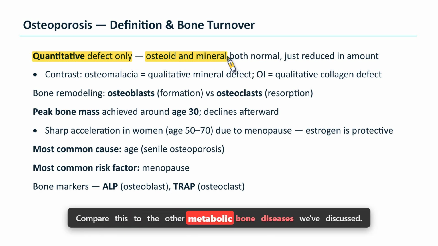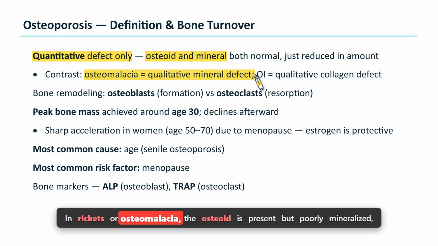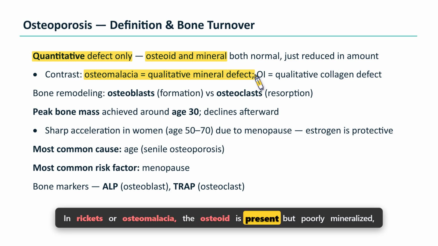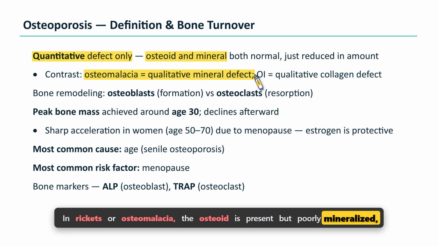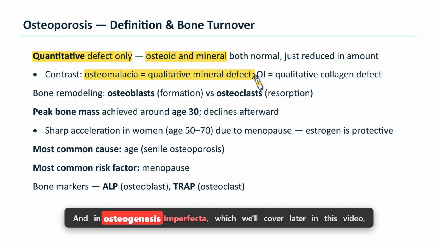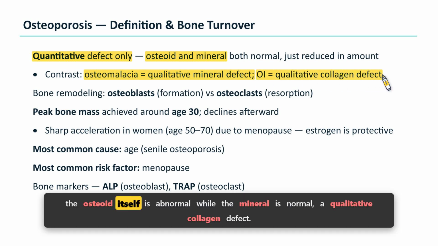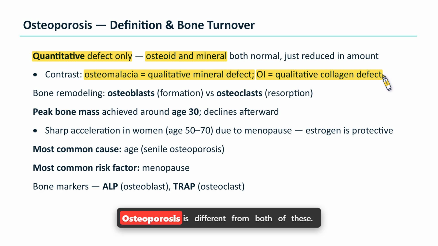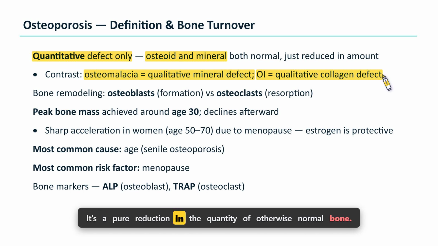Compare this to the other metabolic bone diseases we've discussed. In rickets or osteomalacia, the osteoid is present but poorly mineralized, which is a qualitative mineral defect, and in osteogenesis imperfecta, which we'll cover later in this video, the osteoid itself is abnormal while the mineral is normal, a qualitative collagen defect. Osteoporosis is different from both of these. It's a pure reduction in the quantity of otherwise normal bone.